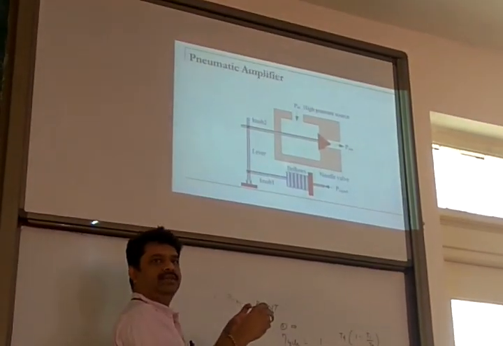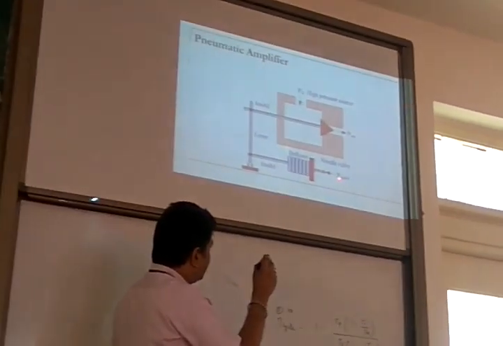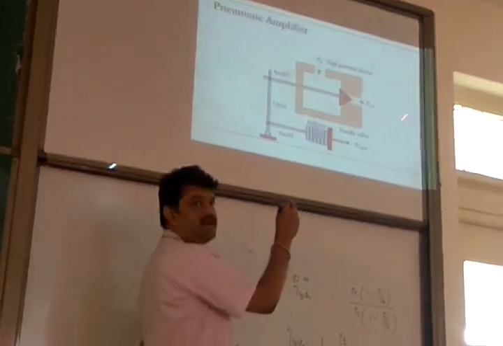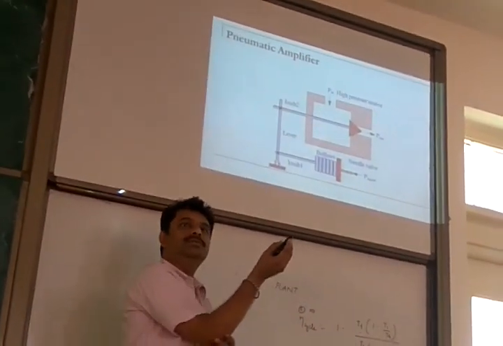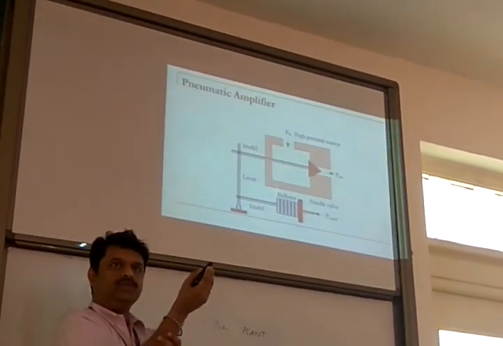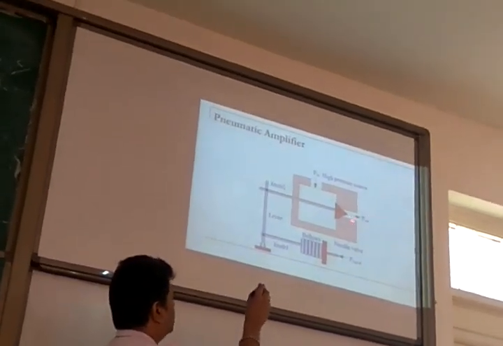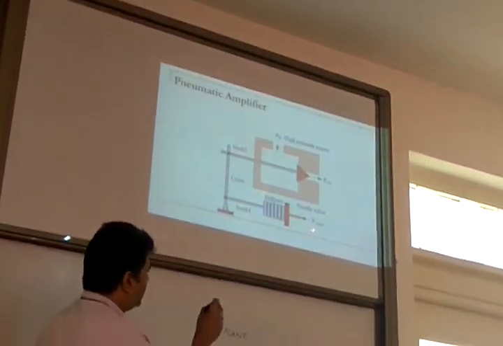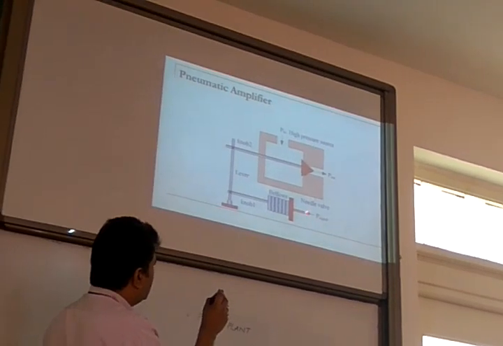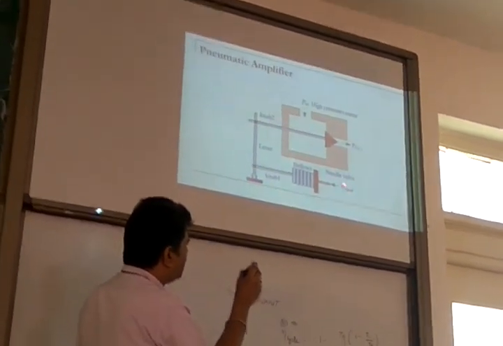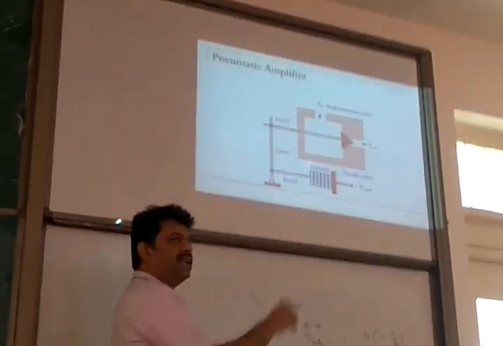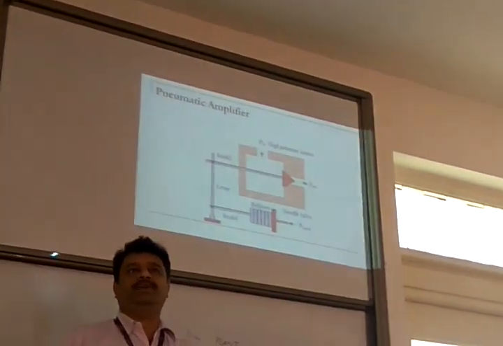Because more opening. Proportionally, if I give 3 bar here, I will get 6 bar here. So there will be a constant factor, which is the amplification factor, and as I increase the signal pressure, I keep on getting higher and higher pressure from there.